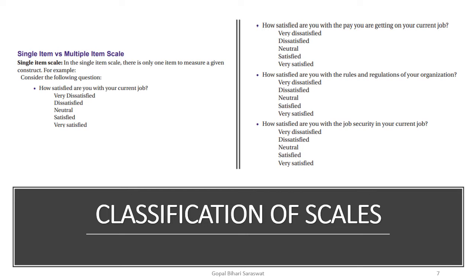If that person is fully dissatisfied with the current job, the rules and regulations of the organization, as well as the job security, it clearly indicates that the person is highly dissatisfied, and the response shows the full attitude of the person. So we are able to measure the full attitude of a person. But in case of a single item scale, full attitude measurement does not happen, because we are not giving the respondent a chance to open up.